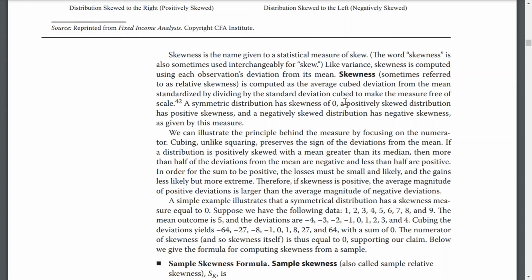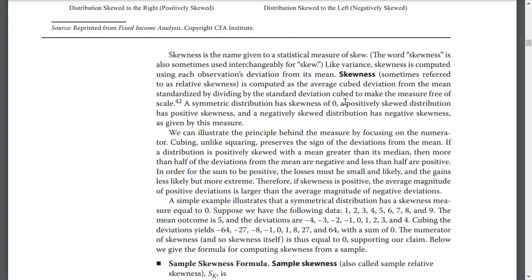We can illustrate the principle behind the measure by focusing on the numerator. Cubing, unlike squaring, preserves the sign of the deviation from the mean. If a distribution is positively skewed with a mean greater than its median, then more than half of the deviations from the mean are negative and less than half are positive. In order for the sum to be positive, the losses may be small and likely, and the gains less likely to be more extreme. Therefore, if skewness is positive, the average magnitude of positive deviations is larger than the average magnitude of negative deviations.